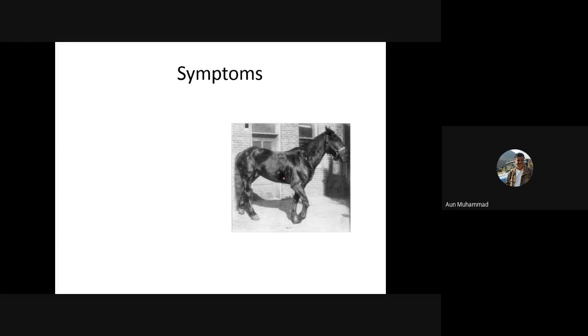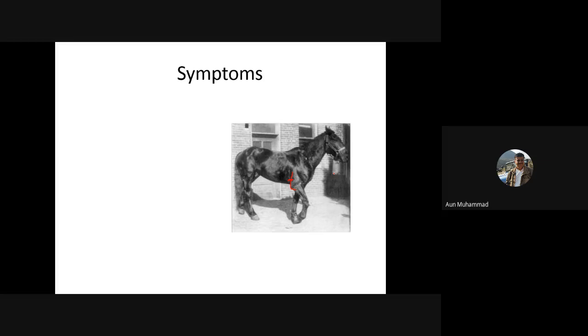And similarly, when the triceps brachii muscle is non-functional or paralyzed, because the triceps brachii is the muscle responsible for holding the elbow joint in position, you will see the elbow joint become dropped. Normally the elbow joint should be lying here. Now the elbow joint is dropped down. So this condition is also called dropped elbow. This is the pathognomonic sign of radial nerve paralysis.